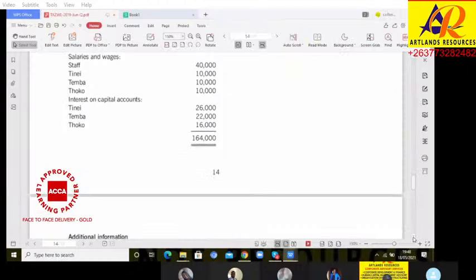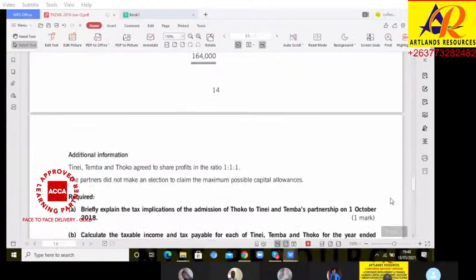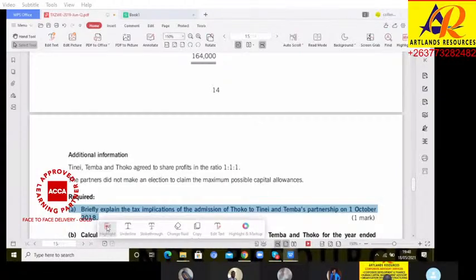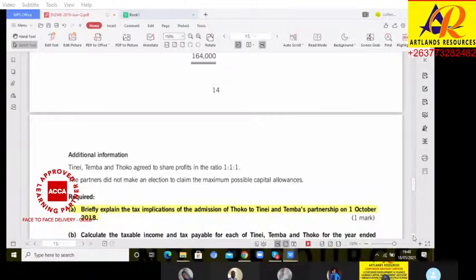Now the question is additional information. Their sharing ratio was 1:1:1. Briefly explain the tax implications of the admission of Toko to Tinei and Temba partnership. What a new partnership comes into being.